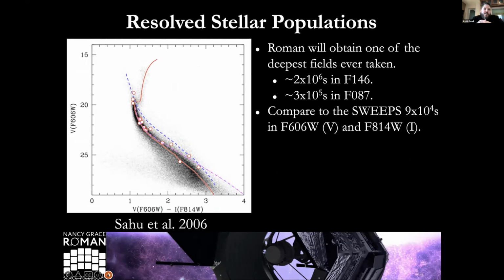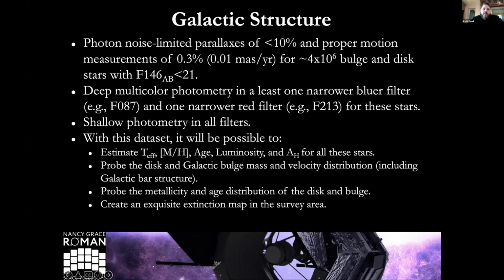We're going to obviously be able to do resolved stellar populations. The Roman fields that we'll be looking at, the 2 square degrees, will be one of the deepest fields ever taken. And with that, we can reach all the way down the mass function, likely all the way to the hydrogen burning limit by combining all the exposures. We'll also be able to measure galactic structure, again, with the proper motion and parallax measurements, assuming we can get to the photon noise. We can measure proper motions and parallax for millions of bulge and disk stars.